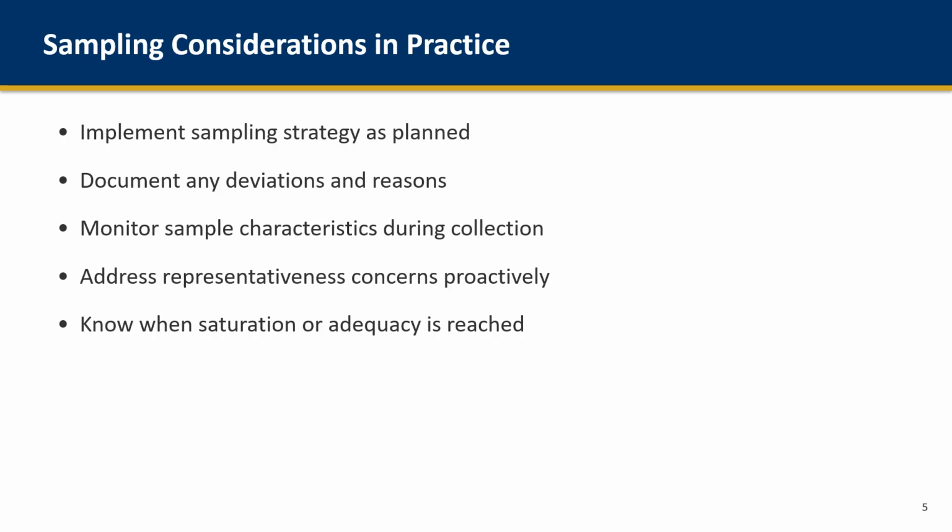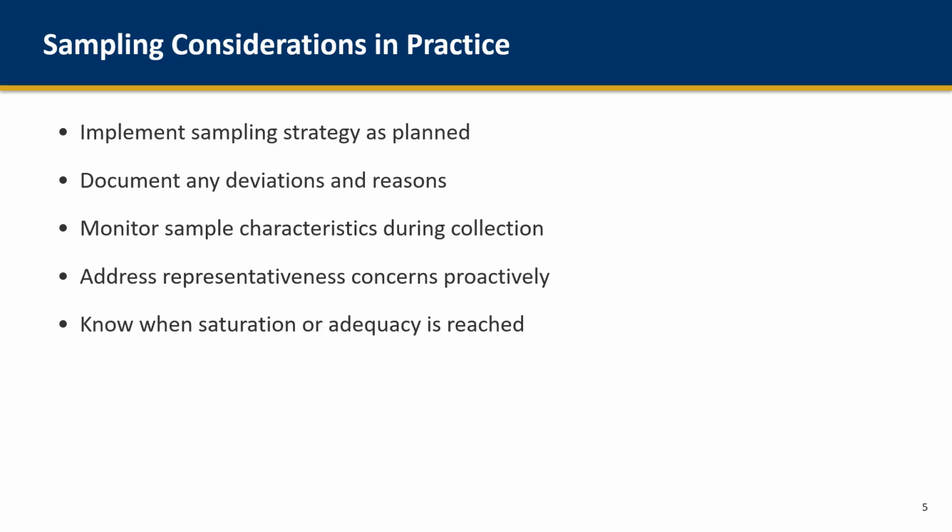Monitor sample characteristics during data collection. Are you getting the diversity you need? Are certain groups underrepresented? Early monitoring allows course correction, adjusting recruitment strategies to reach underrepresented groups before it's too late. Address representativeness concerns proactively. If your probability sample has low response rates, consider non-response analysis. If your qualitative sample lacks certain perspectives, strategically recruit to fill gaps. Don't wait until writing results to discover your sample is problematic.